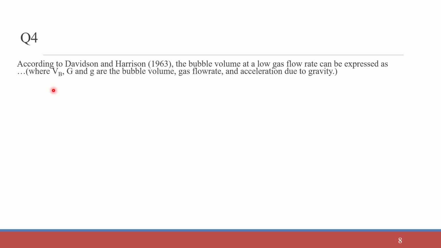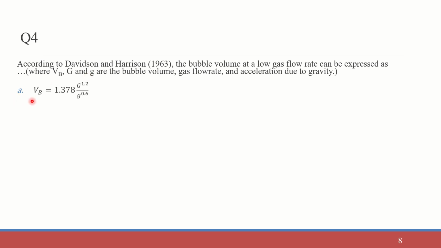According to Davidson and Harrison 1963, the bubble volume at low gas flow rate can be expressed as dash, where VB is the bubble volume, G is the volumetric gas flow rate, and g is the acceleration due to gravity. So in the Davidson and Harrison 1963 model, what is the bubble volume? VB is equal to dash. So let us see the options.